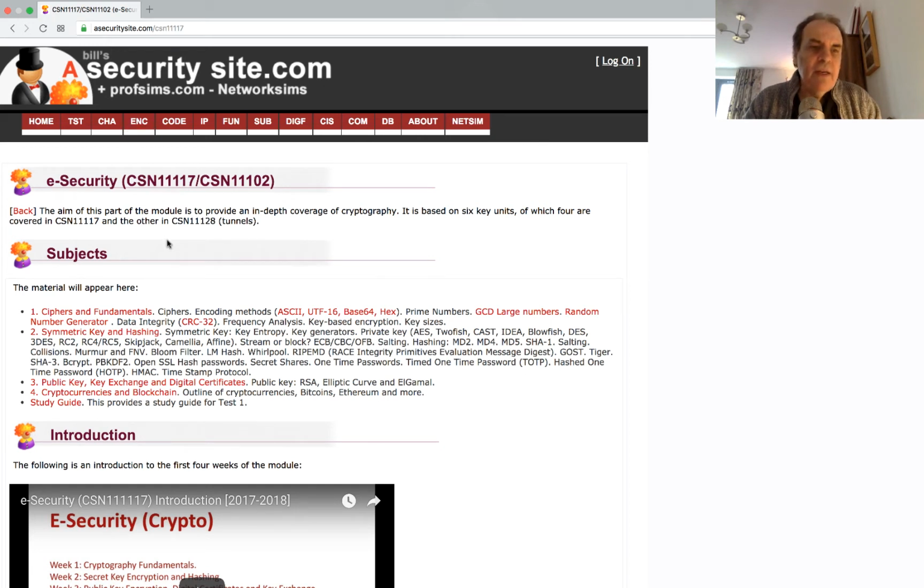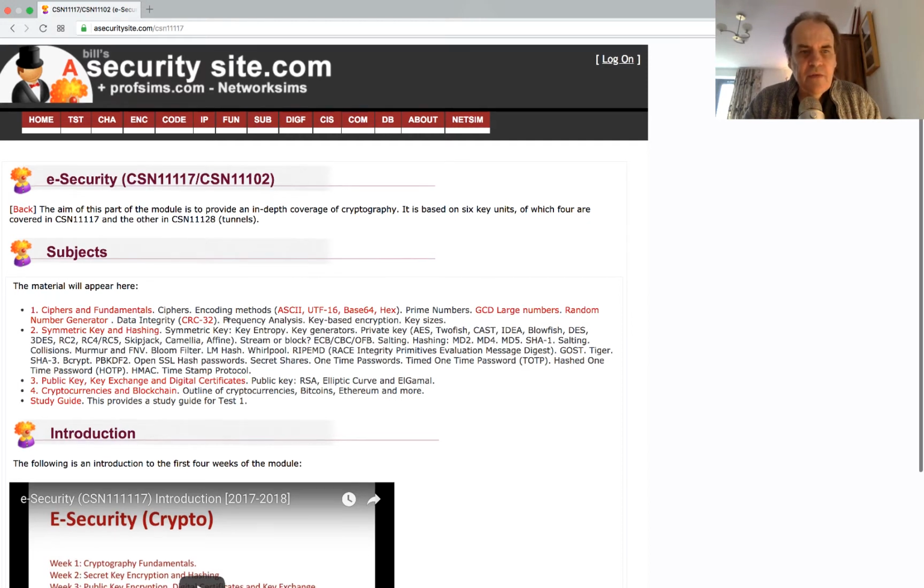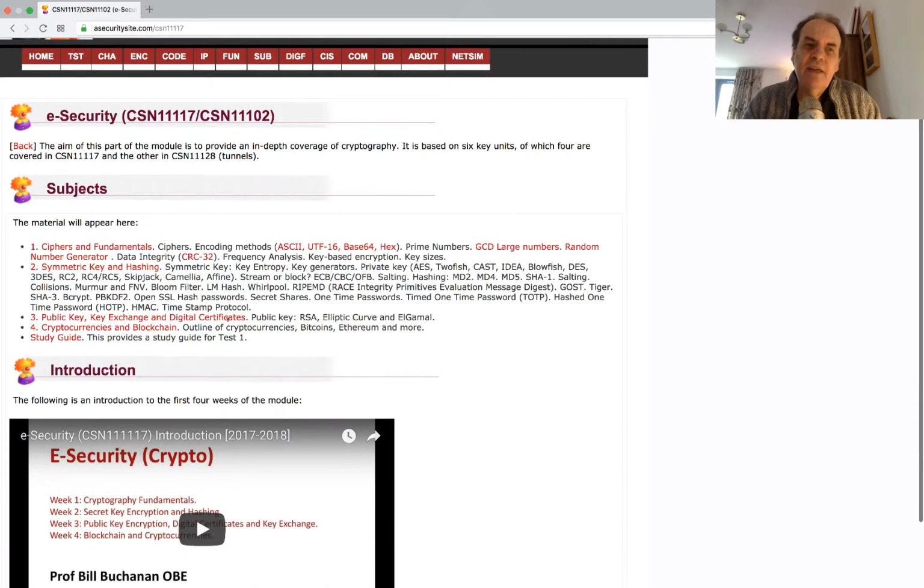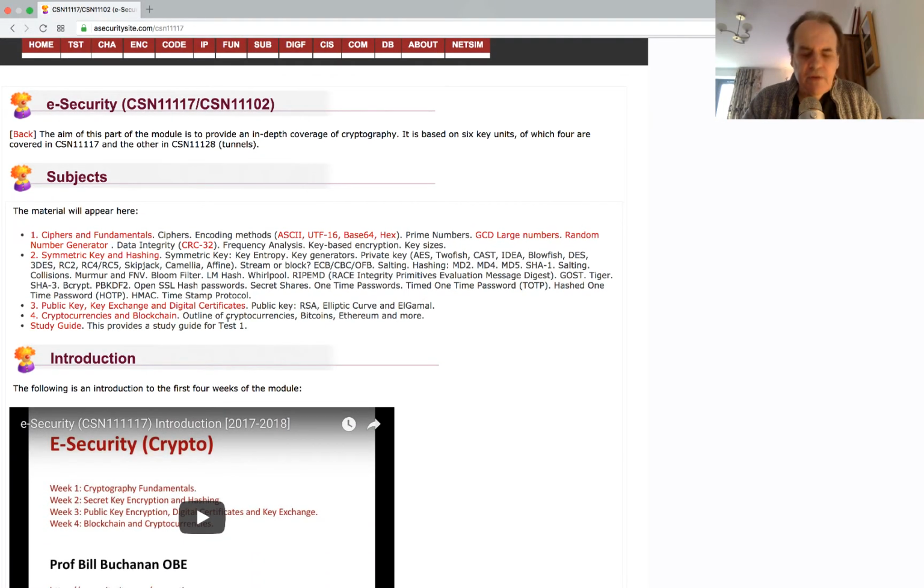So this is an outline of the study guide that's required for the first test in the eSecurity module. Our focus is on cryptography, and we're covering the first 4 weeks of the module with a particular focus on symmetric key and hashing, public key exchange and digital certificates, and cryptocurrencies and blockchain.